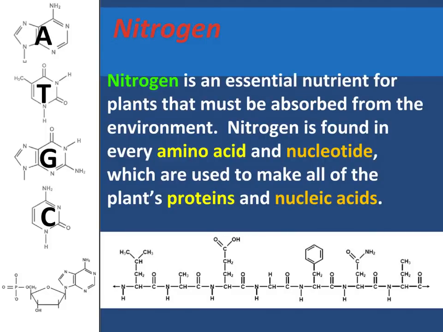As you know, nitrogen is one of the important nutrients that plants need in order to survive. So nitrogen is an essential nutrient for plants that must be absorbed from the environment. Nitrogen is found in every amino acid and nucleotide, which are used to make all of the plant's proteins and nucleic acids. So on notes number 1, what element is considered an essential nutrient? The answer is nitrogen.